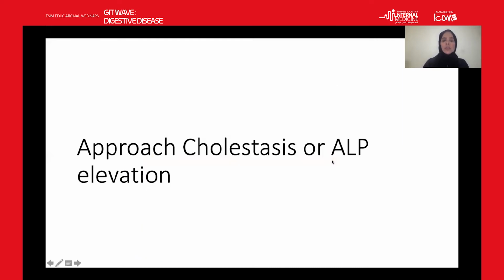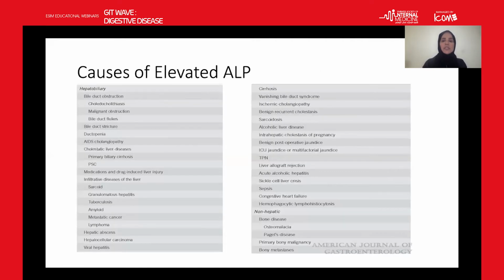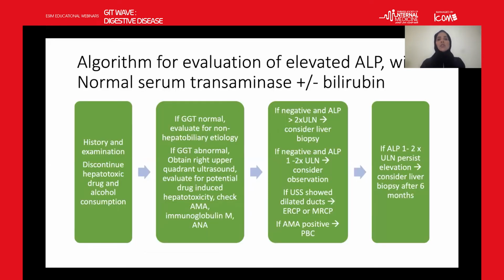What about cholestasis or elevation of alkaline phosphatase? Again, there are causes that I'm sure all of you know, and the list is available everywhere that we can look at. So when alkaline phosphatase is elevated, always ask yourself, is it alkaline phosphatase alone, or is it alkaline phosphatase with AST and ALT?